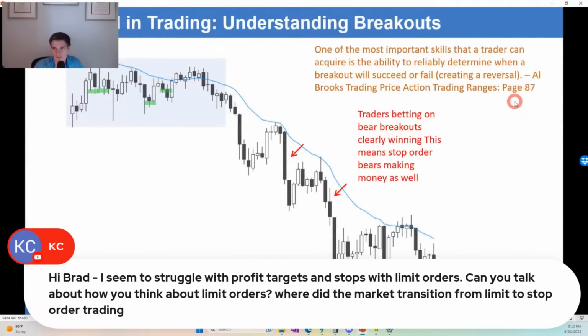So this is at least on the Kindle version of Al's books. This is from page 87 of Al's Trading Price Action Trading Range book. And the quote is, "One of the most important skills that a trader can acquire is the ability to reliably determine when a breakout will succeed or fail."